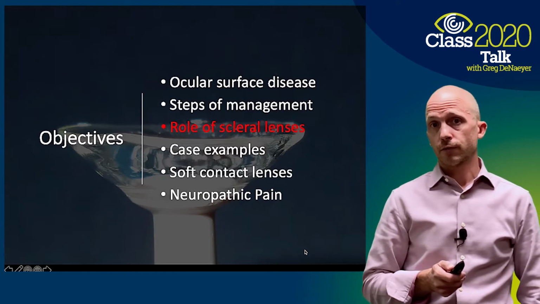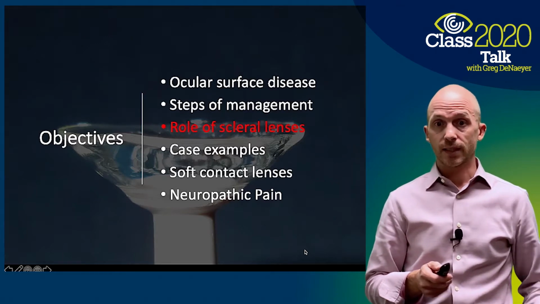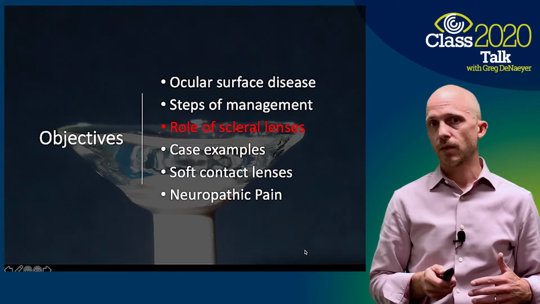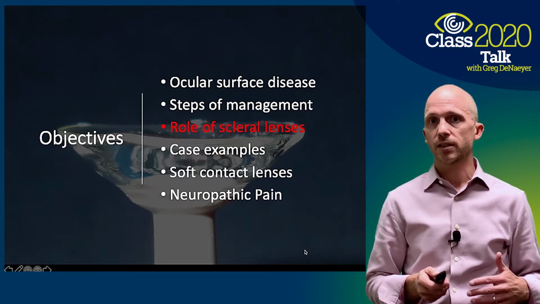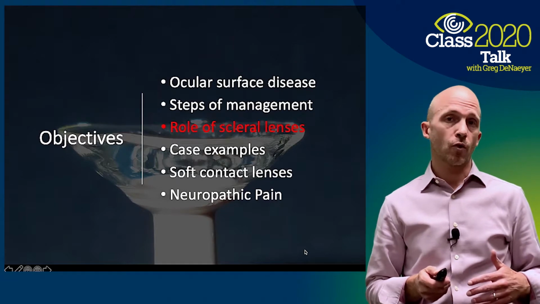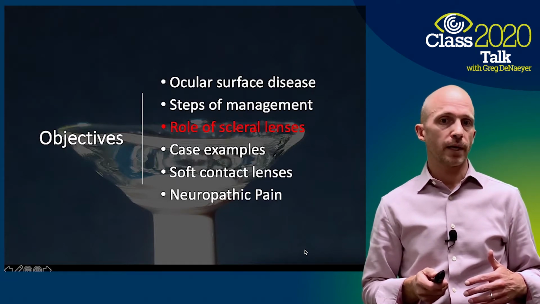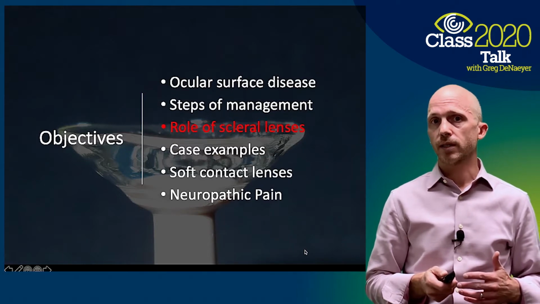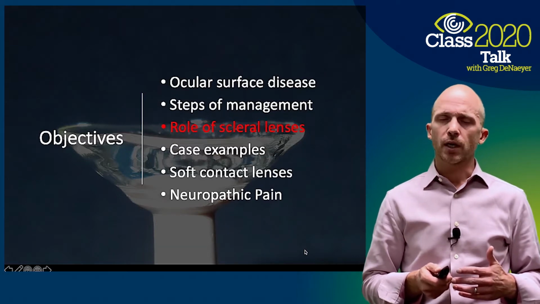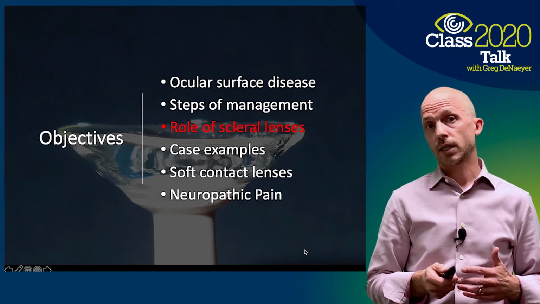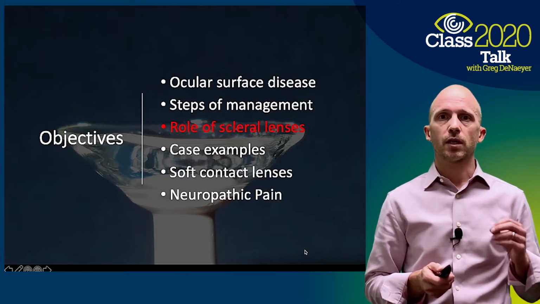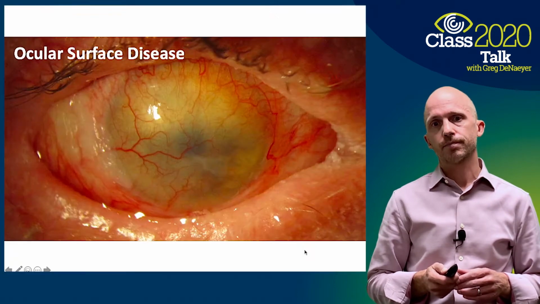Some of the objectives for today's lecture include discussing exactly what ocular surface disease is and some of the steps that we might employ to manage this disease process, as well as, of course, the role that scleral lenses may play. We'll go through some case examples that will highlight some key points of our discussion. I will talk a little bit at the end about soft contact lenses and what role they may play for certain candidates, as well as touch upon neuropathic pain.